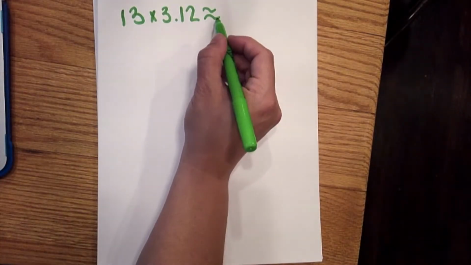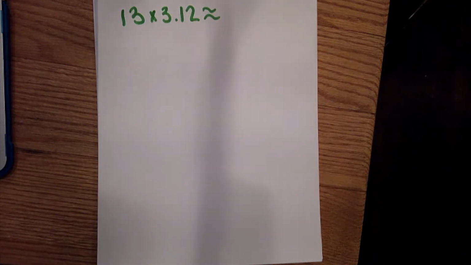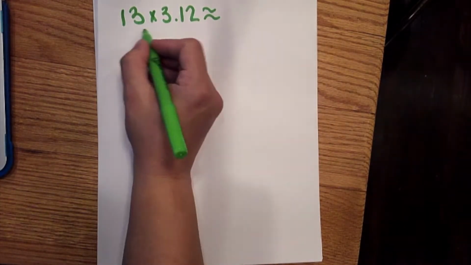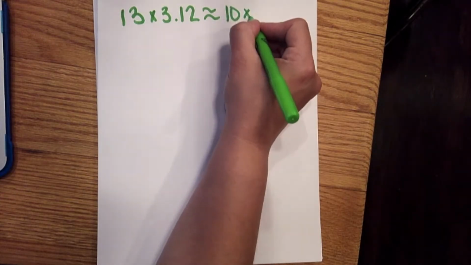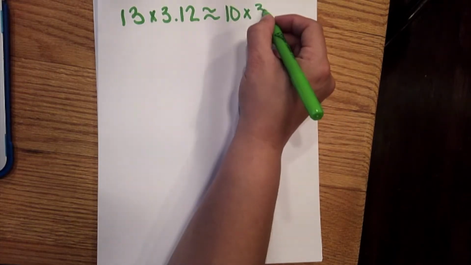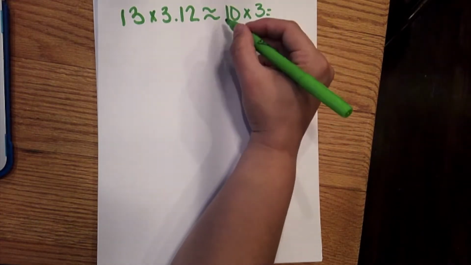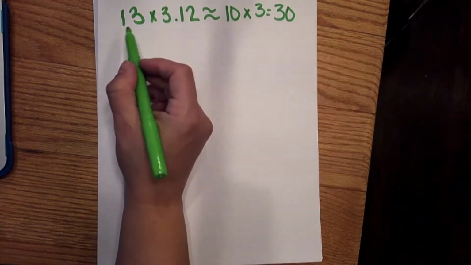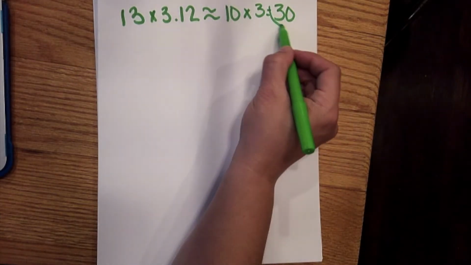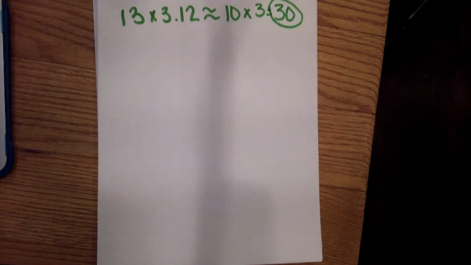And the first thing we're going to do is estimate. That's what these little squiggly equal signs mean. It means about. So we're not going to come up with an answer, we're going to come up with the about answer. And that's going to help us understand if we got the right answer. So 13 is about 10 times 3.12. 1's lower than the halfway mark, so 3 is going to stay the same. 10 times 3 is 30. So 13 times 3 and 12/100ths is going to be about 30. So that's what we're going to be looking for our answer. So let's set up an area model.